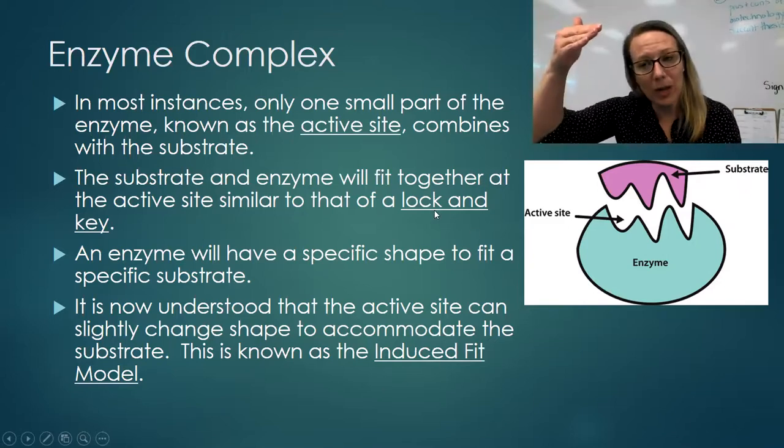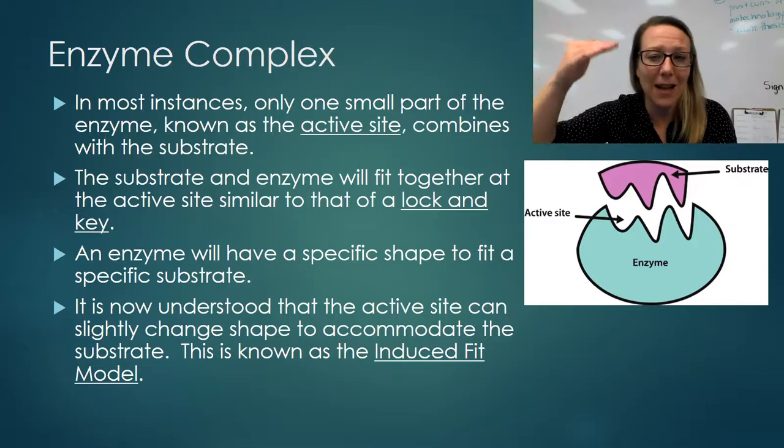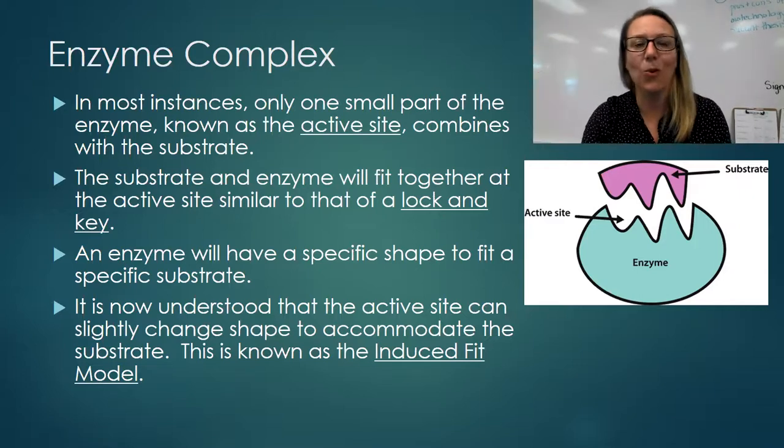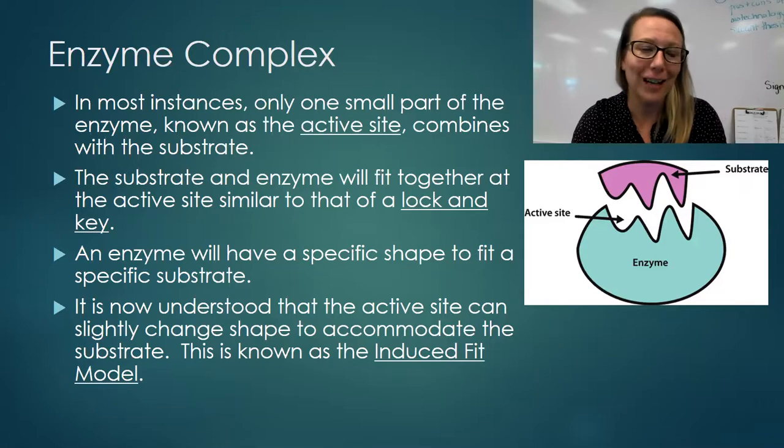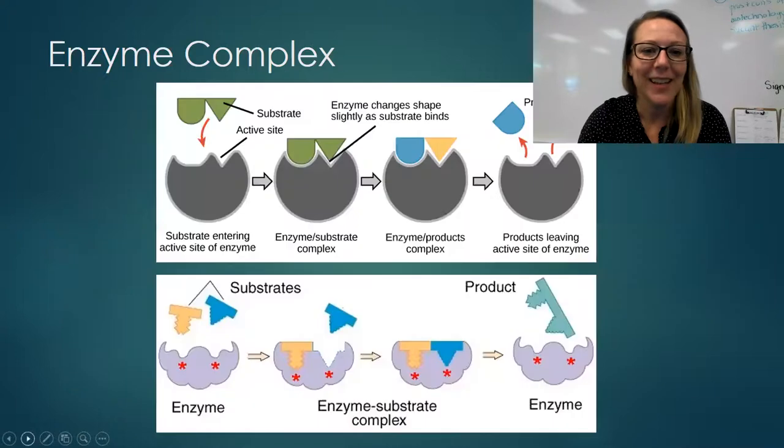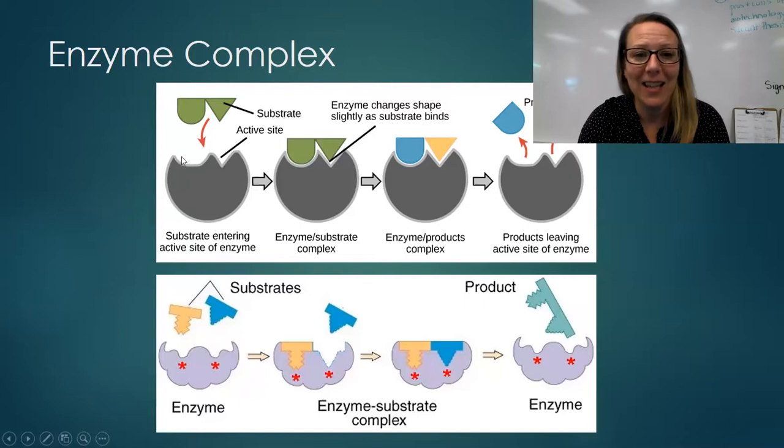So lock and key was what we understood it as for the longest time, and now they've said it's more of an induced fit. So it's like saying the lock in your door can kind of hug the key a little bit. Okay, so here is the complex. So here's the substrate. Here's the enzyme. That's the active site, and it joins with the substrate. They join together to make a complex, and then it actually causes a product.